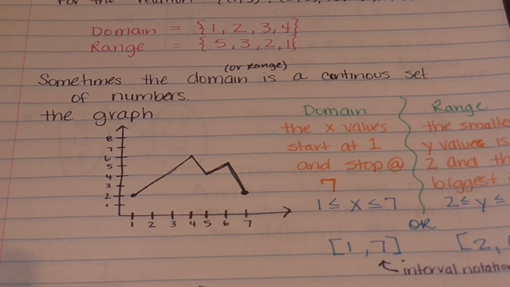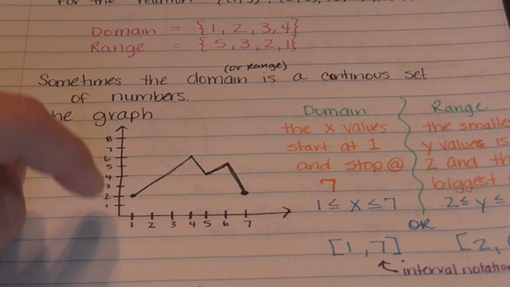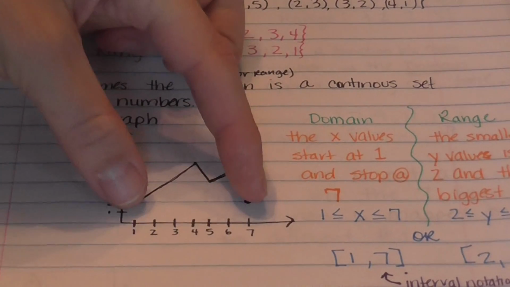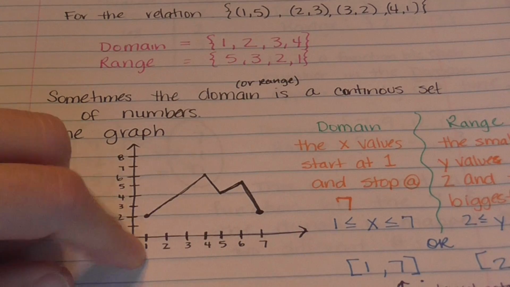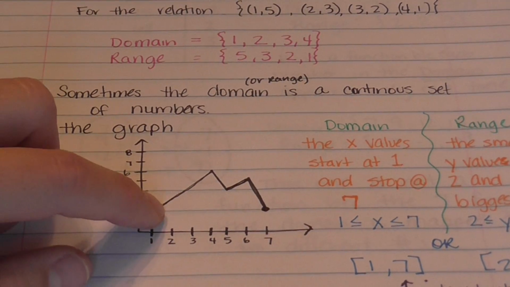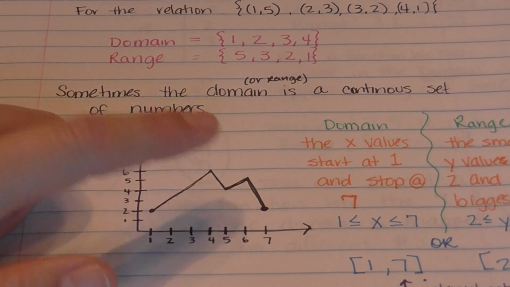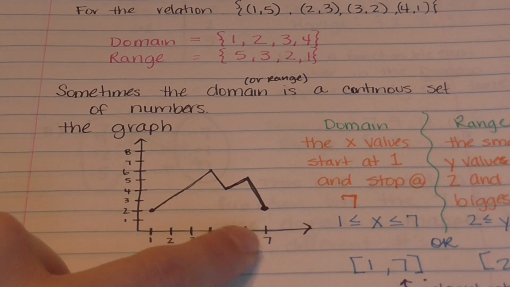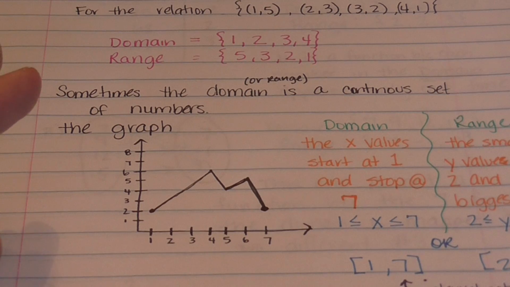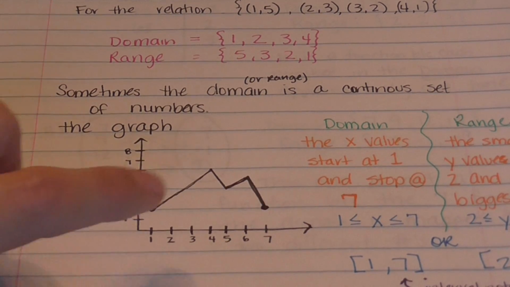So if I take a look at this graph right here, my graph falls between the X values 1 and 7. When I'm thinking of domain, I'm not looking at the up or down. I'm just looking at where does my graph start and where does it end, reading it from left to right. So it starts at 1 and it stops at 7.